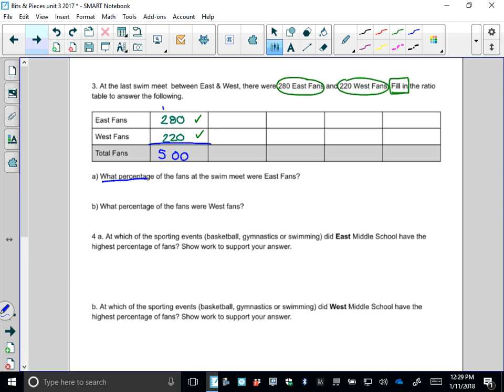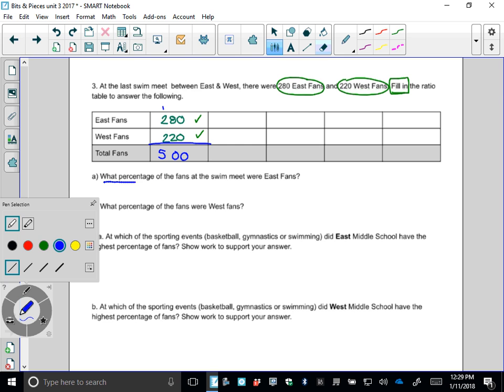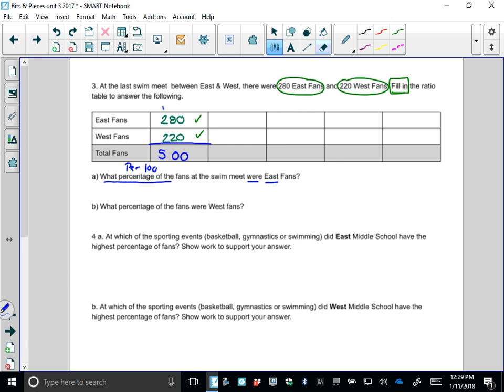So let's read the question. What percentage of the fans, oops, sorry about that. Let's try that again. What percentage of the fans, so percentage, remember, is per 100. What percentage were East fans? So we want to get to 100. So remember, we can just divide this by 5, or 10 might be easier, because then they all divide by 10 nice and quickly since they end in a 0.